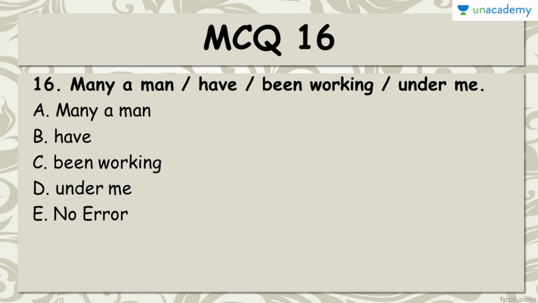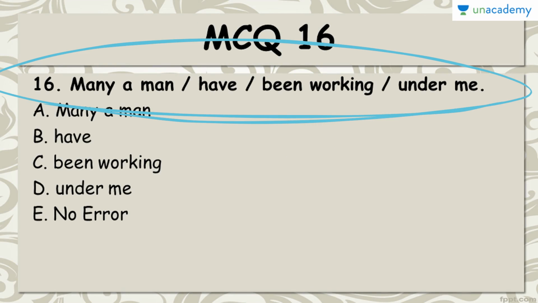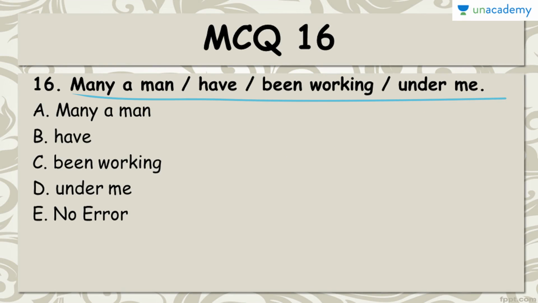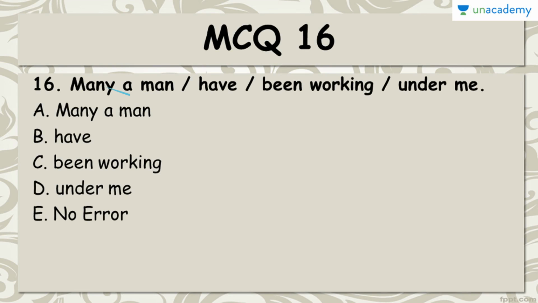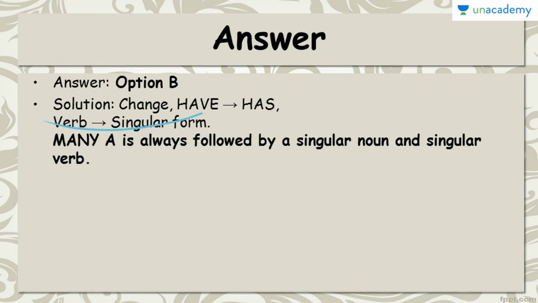MCQ 16, find the part which has an error. Many a man have been working under me. If A, B, C or D has an error, mark it. If there's no error, mark E. And the right answer to this MCQ is option B. That is, have has to be changed to has. Many a man has been working under me.